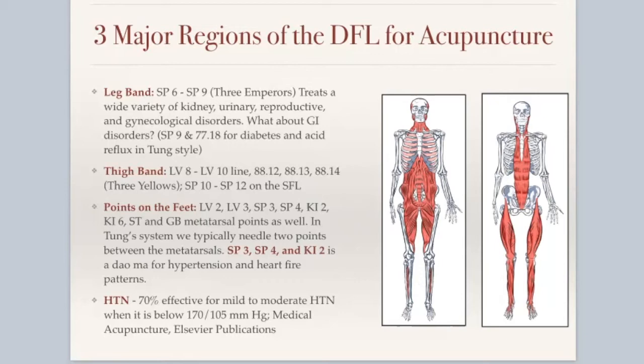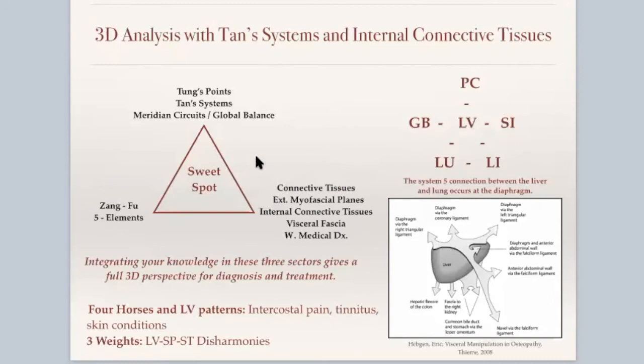Let's jump ahead here. Liver stuff is always important. So we talked about the sweet spot here and how you can find a sort of three-dimensional perspective if you use traditional methods like Zangfu and 5 elements. And then when you use Master Tung's points and Tan's systems, you've added that second dimension. And then when you start to add in the myofascial lines and the internal visceral fascia into this, then you're going to get a three-dimensional perspective on this.